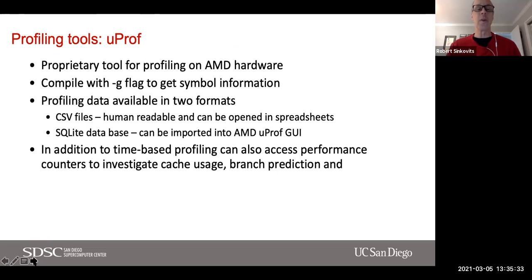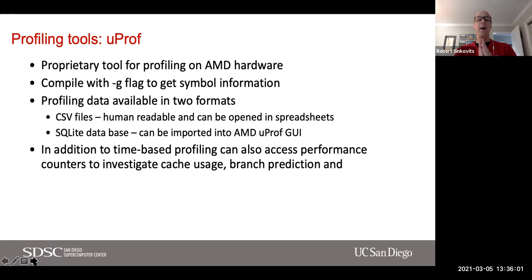Okay, so now I'm going to switch gears. We're going to talk about a more modern profiling tool. This is something called uProf. Sometimes it's also written as muProf. This is a proprietary tool for profiling, and it only works on AMD hardware. So this is an AMD profiling tool. You won't be able to use it on, say, a system with Intel processors.